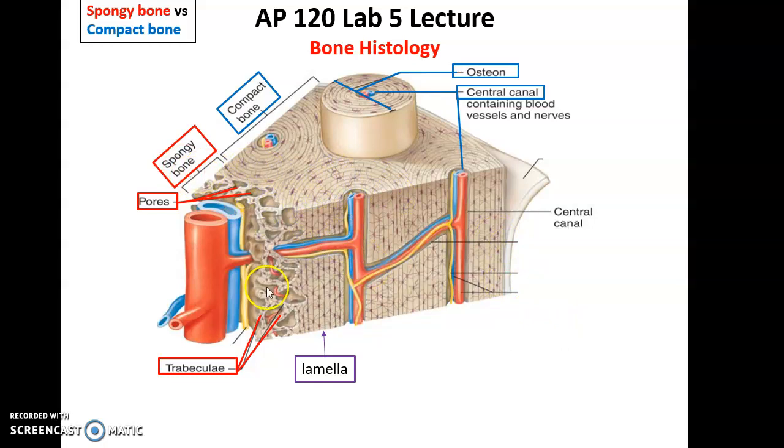In the spongy bone tissue, we see that it does not have the osteon. Instead, it has these girders or connecting structures called trabeculae.